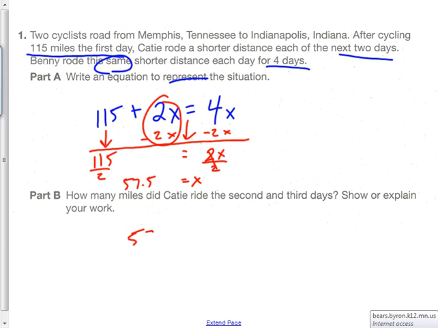So down here we can write 57.5 miles, and that's how many miles she rode on the second and third days. Now it doesn't ask us to add the second and third day together. It just asks us to find out how many miles she rode on the second and the third day, and this is actually how many miles Benny rode each day. So 57.5 miles.